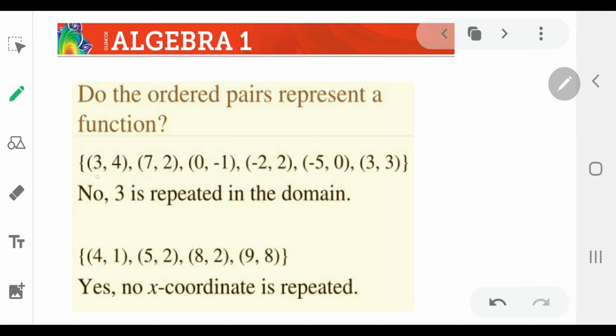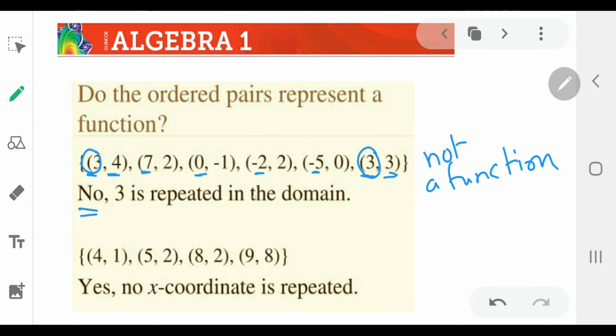So to determine here, I'm looking at the x values. I have 3, 7, 0, -2, -5, and I have another 3. Since I have the same x value pairing with different values of y, 3 here, once corresponds with 4 and once corresponds with 3. Since I have the same x value repeated, I can say, no, it's not a function. And if he's asking me to explain, I have to explain why, because each x value should pair only with exactly one value from the range, and here the 3 is repeated.